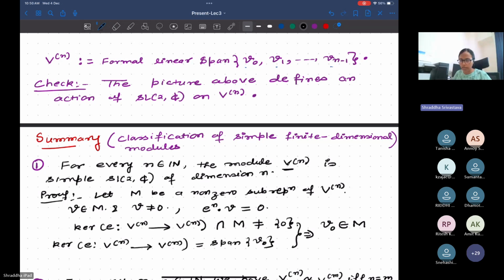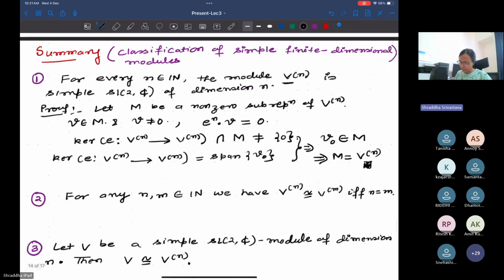The moment you have V0 in M, you apply F, because M you started with is a subrepresentation. You apply F to it, all the required powers, and you get V0, V1, V2, up to Vn minus 1, they are all in M. So this M is going to be the entire Vn. So this says formally that the representation we have constructed is an irreducible representation, and if you want a more concrete construction of the irreducible representation, it can be done inside a polynomial ring that we'll do in tutorial.